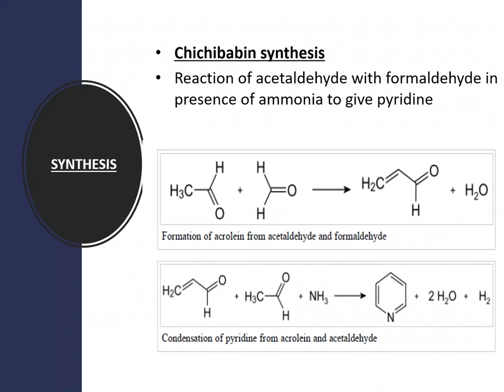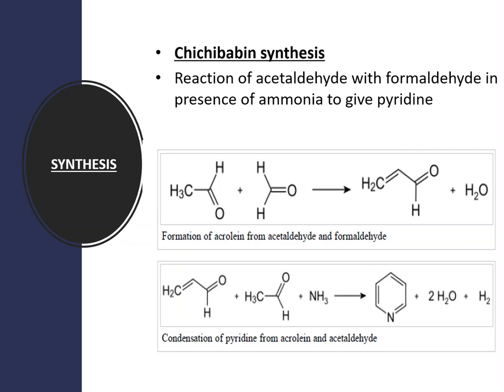Now let's go for the synthesis of pyridine. Very much important. First is Chichibabin synthesis. It's a reaction between acetaldehyde and formaldehyde in presence of ammonia to give pyridine.